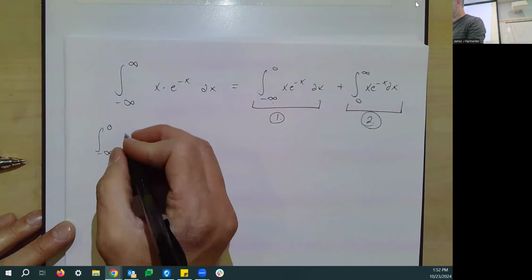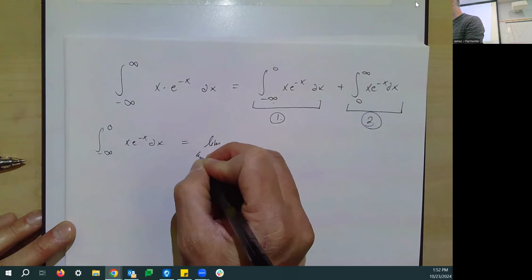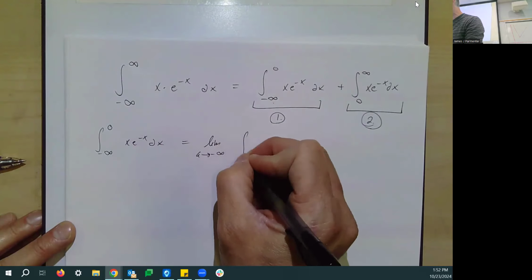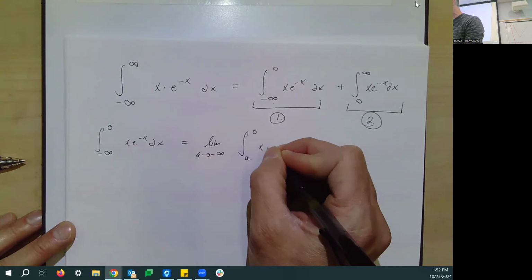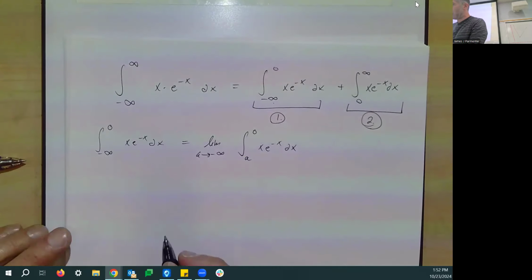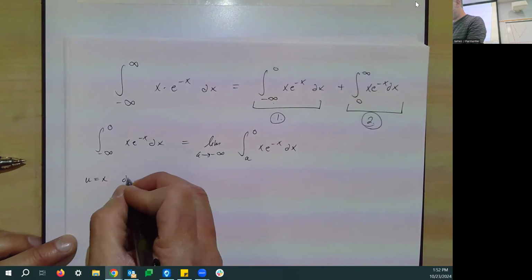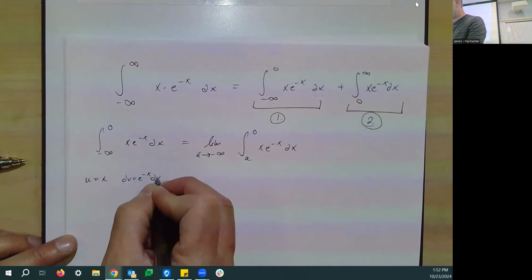From negative infinity to 0, x e to the negative x dx. That's equal to the limit as a approaches negative infinity of the integral from a to 0 of x e to the negative x dx. This is a one-shot integration by parts, so let's do it. u is going to equal x. dv is e to the negative x dx.